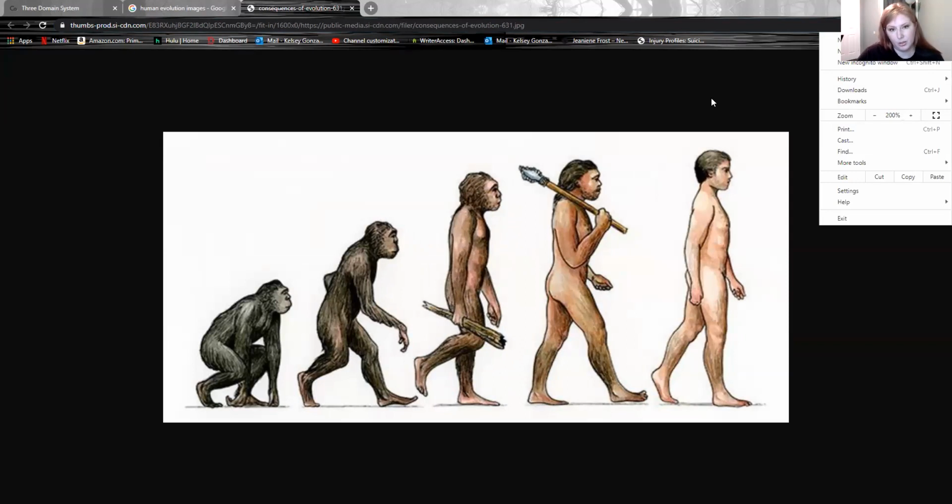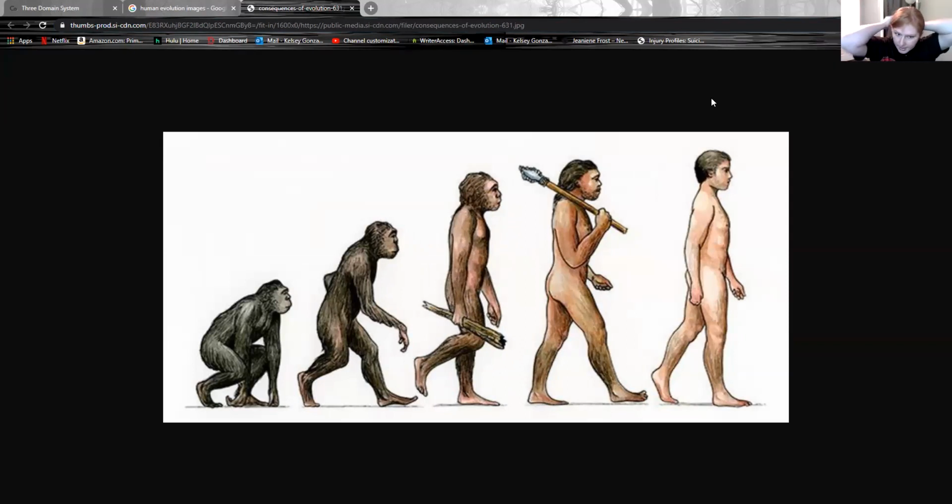This image, which is showing something that's basically an ape that's progressing to the modern man. It's been used for a long time, but it does not accurately portray what evolution is. And the other issue with it is that it doesn't portray evolution for any other species.